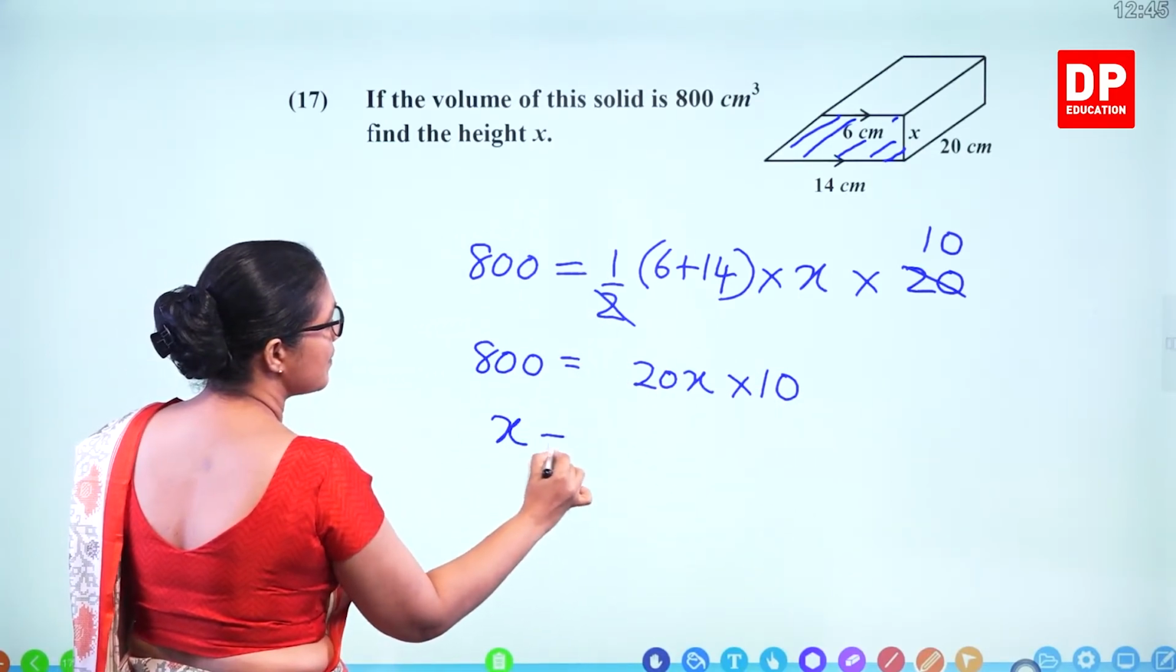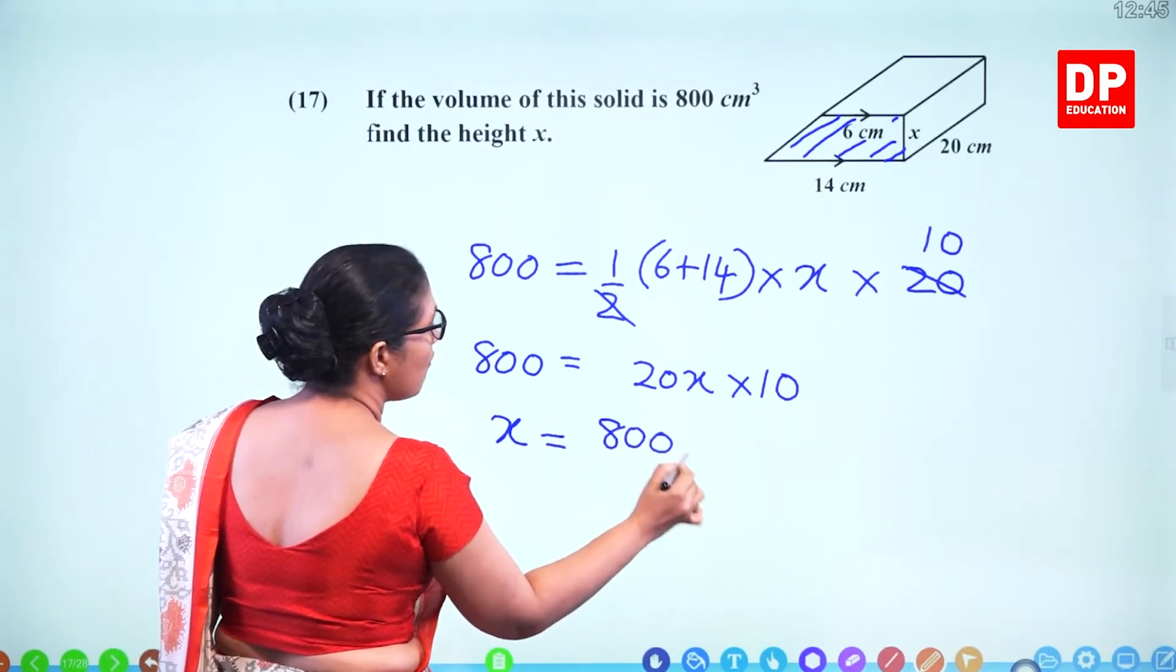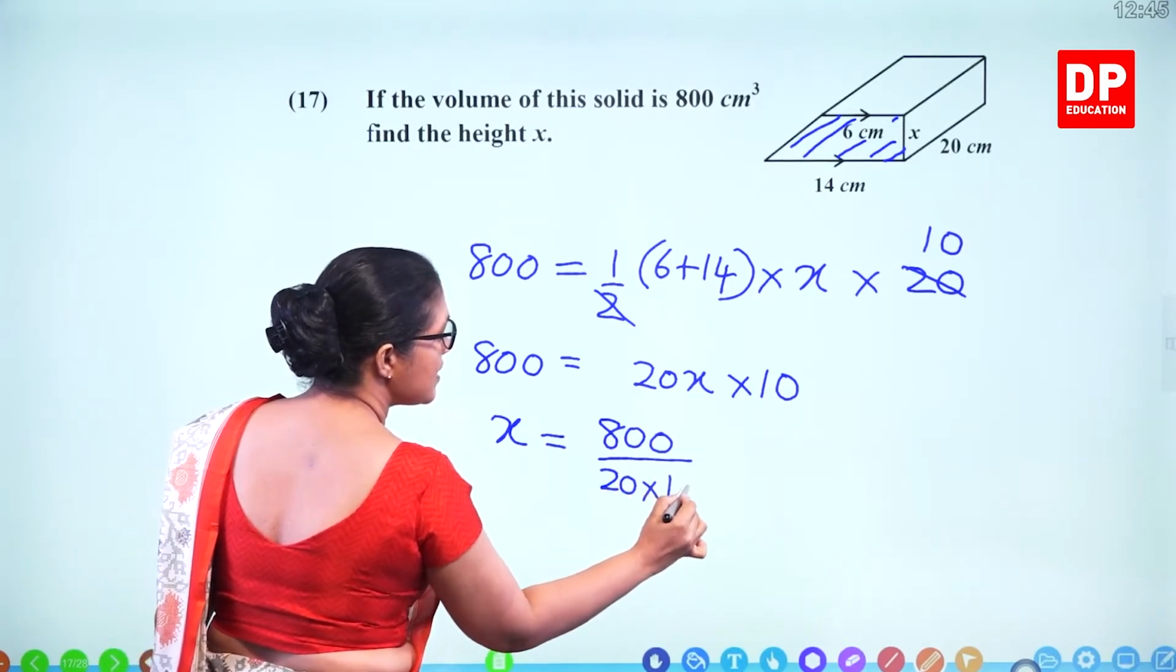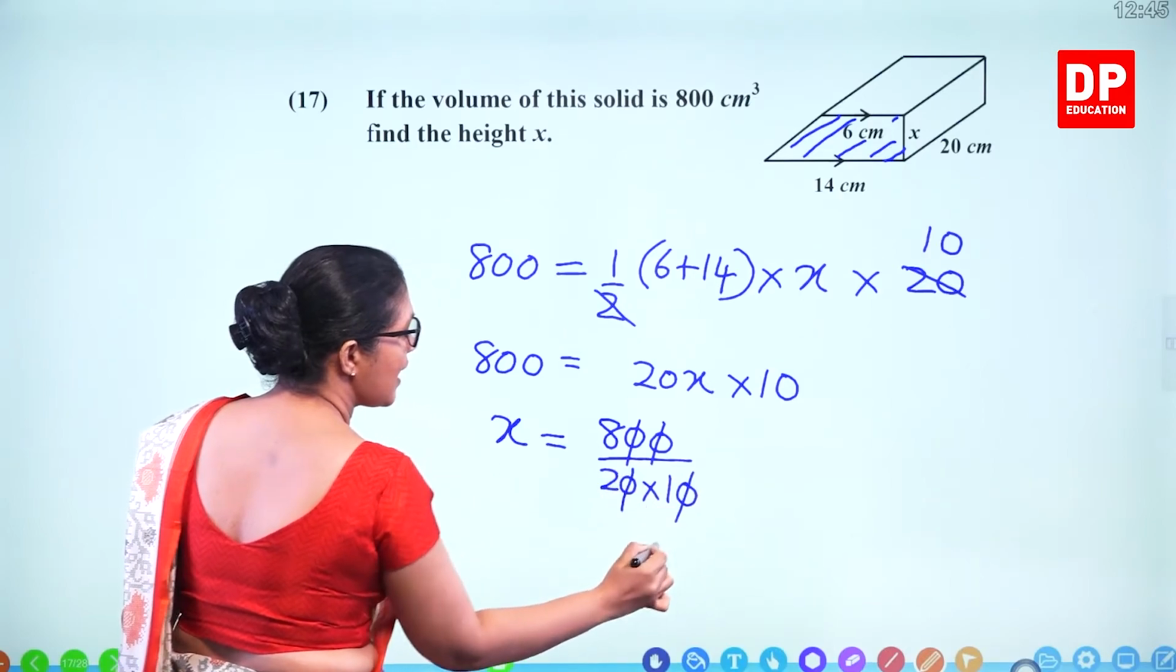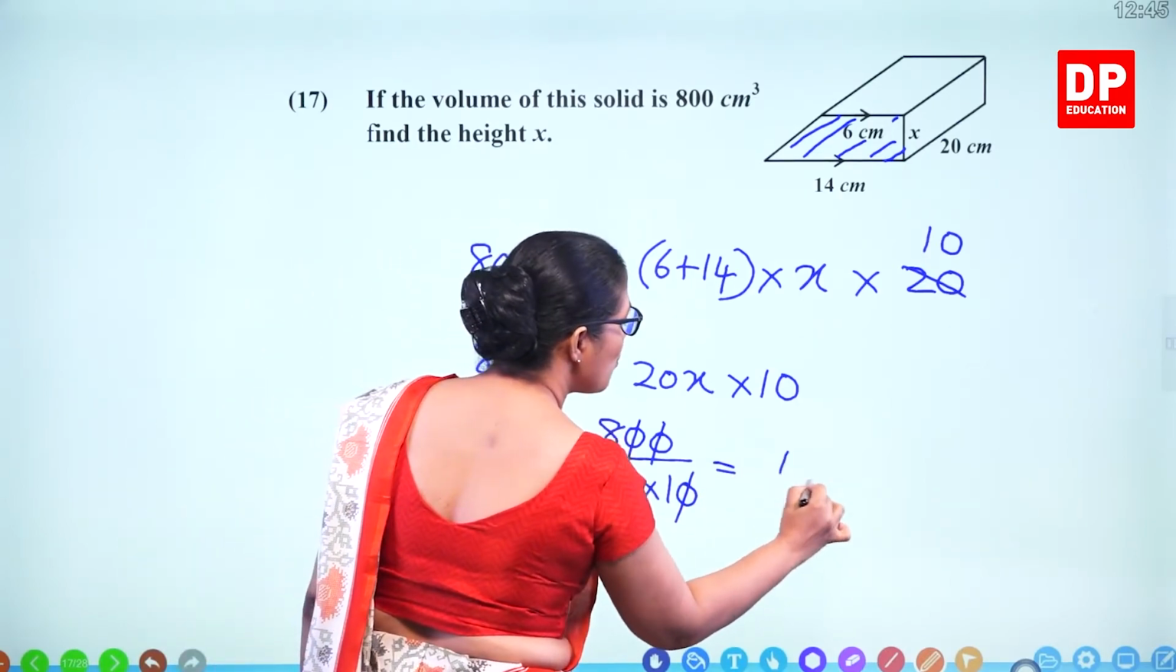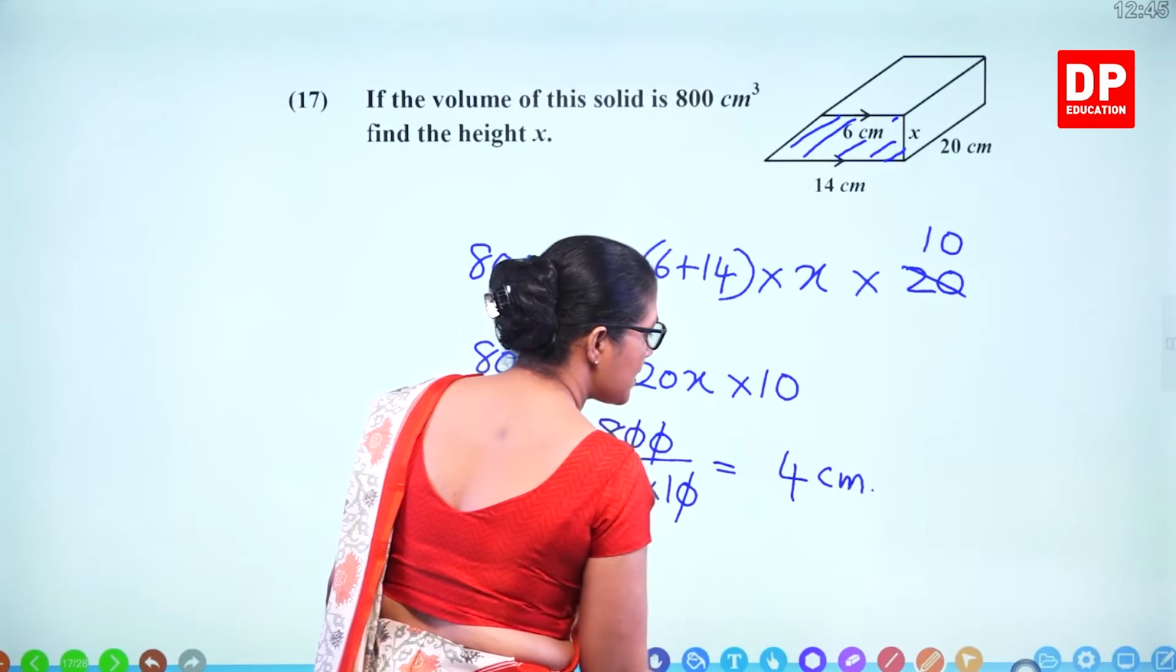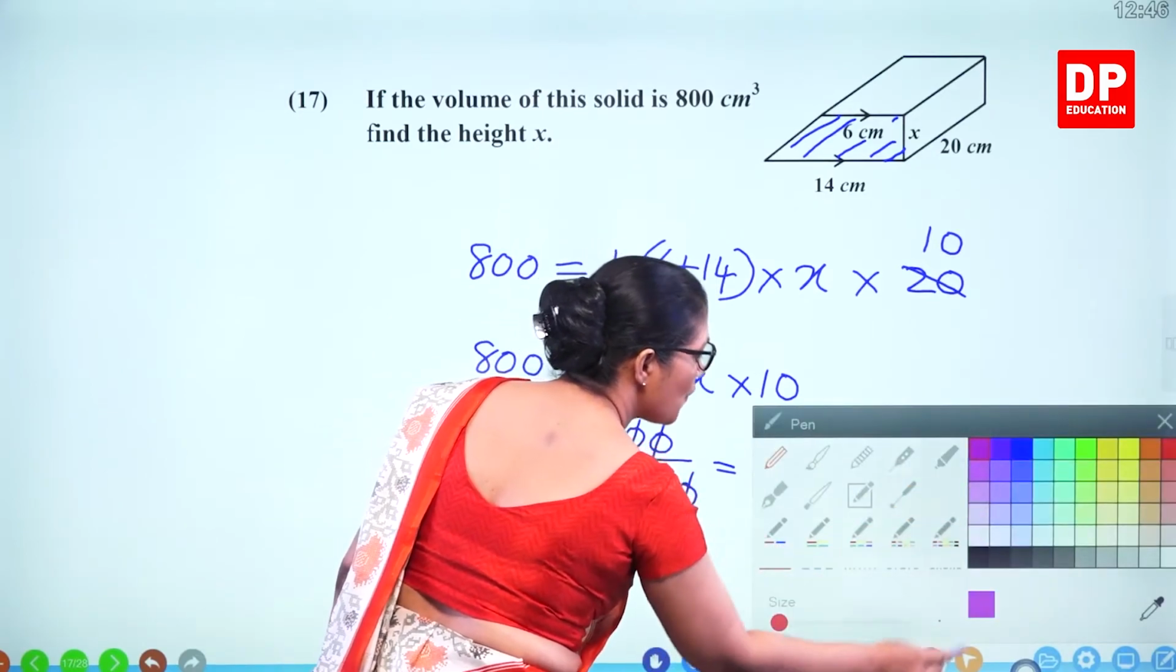So what is x? 800 divided by 20 and 10. So 2 zeros get cancelled out. 8 divided by 2, you get 4 centimeters. So you get 2 marks for that.